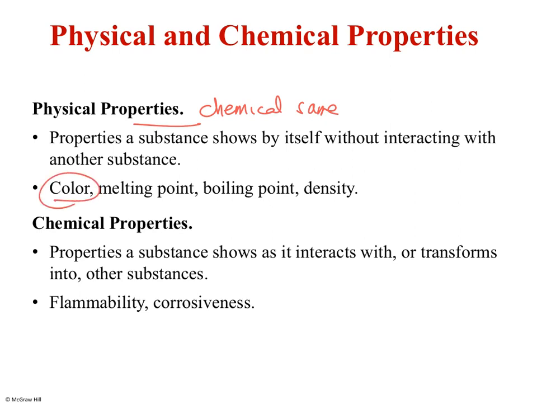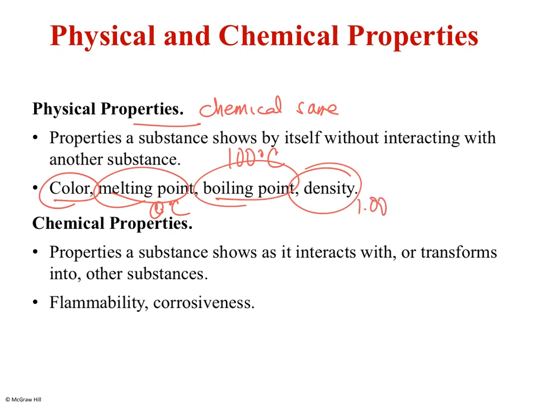Color is a physical property, melting point, boiling point, density. Water boils at 100 degrees Celsius. Water freezes at 0 degrees Celsius. The density of water is 1 gram per milliliter. What is the density? Mass over volume, so grams over milliliter. So that is the density of water.